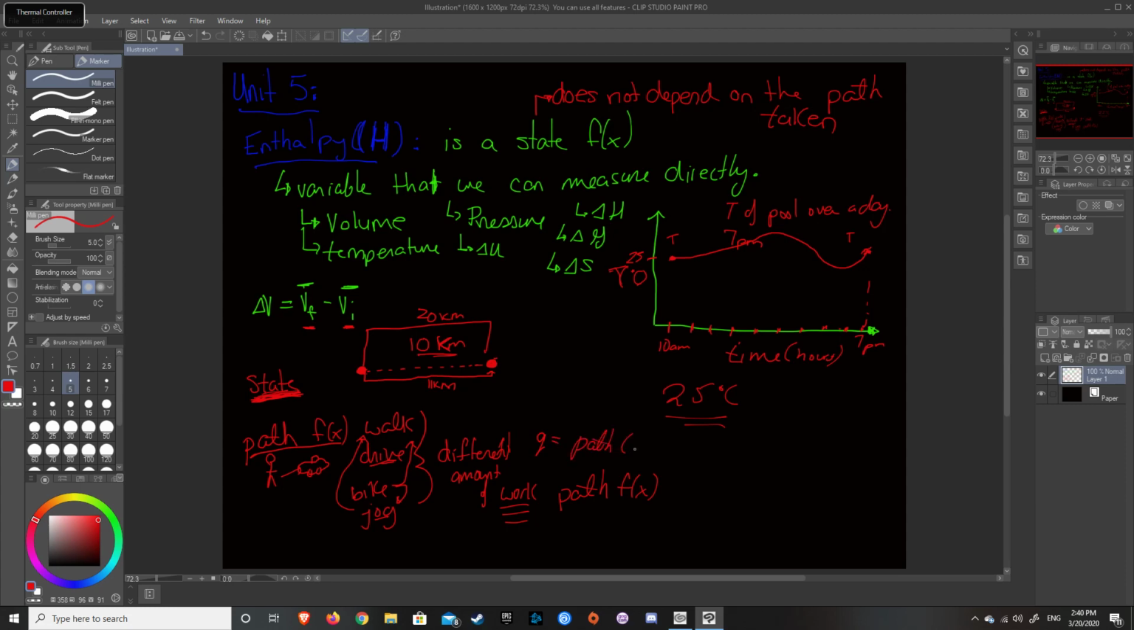So Q is also a path function, right? If we drive, our body's going to produce a lot less heat and release a lot less heat to the surroundings.